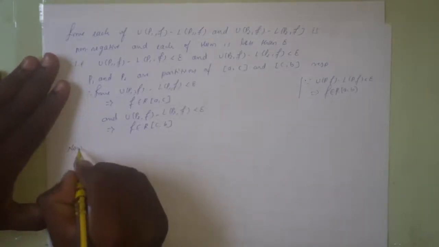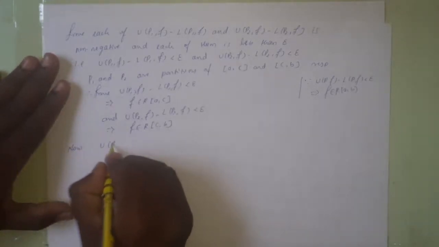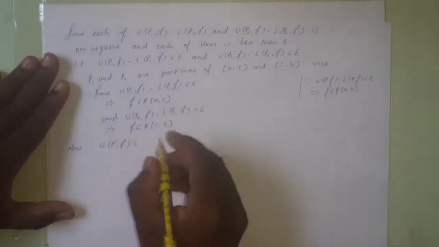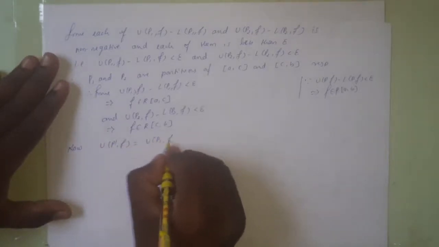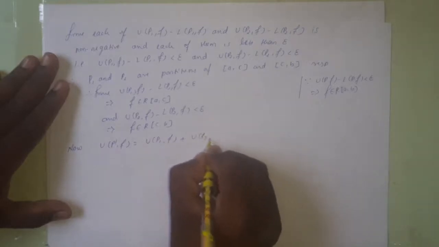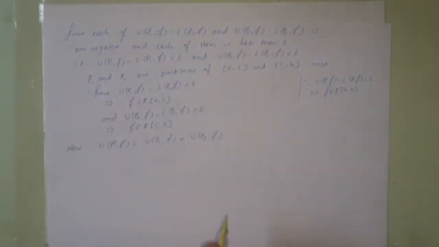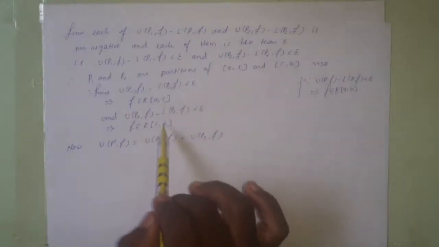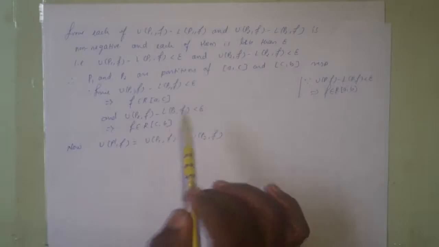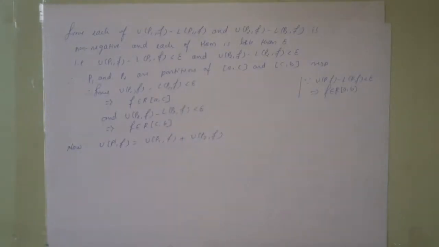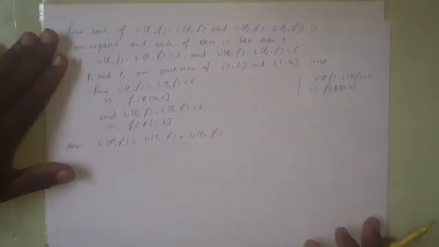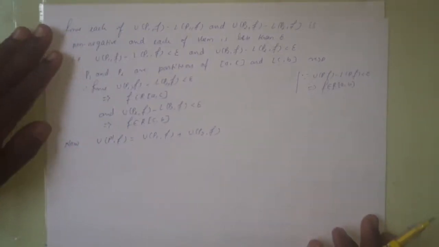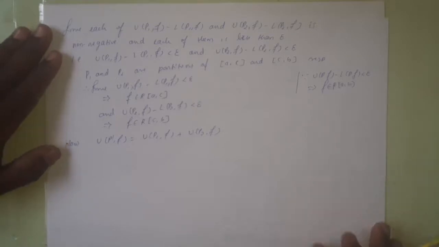Now, U(P', f) can be written as U(P1, f) plus U(P2, f). Now, one part is completed, that we have proved that f is Riemann integrable on two subintervals, AC and CB, and then we need to prove one more result, that is integration over a to b f of x dx is equal to integration over a to c f of x dx plus integration over c to b f of x dx.